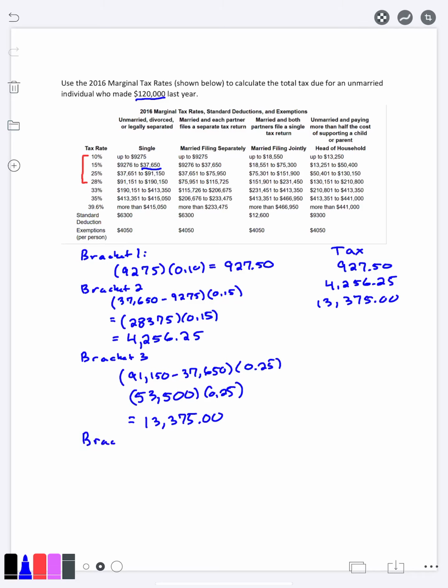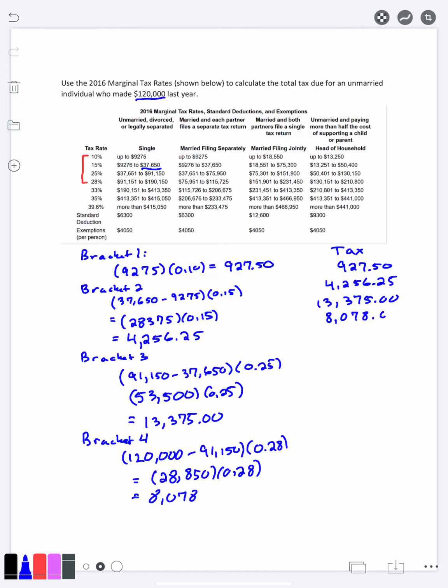And then finally, we go into bracket 4. Now bracket 4 goes all the way up to $190,000, but this individual did not earn $190,000, they only earned $120,000. So we're only getting taxed up to $120,000. And they have already paid taxes on the first $91,150 here, so I'll subtract that off. We then go ahead and multiply by the marginal rate of 28% here. Let's do some calculations. 120,000 minus 91,150. We get a marginal amount of $28,850. Then we multiply that times 28%, and we get $8,078. So we add that in here.